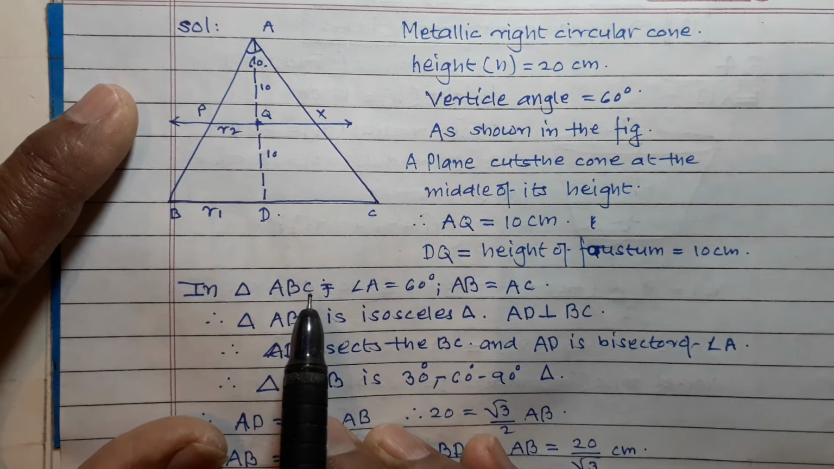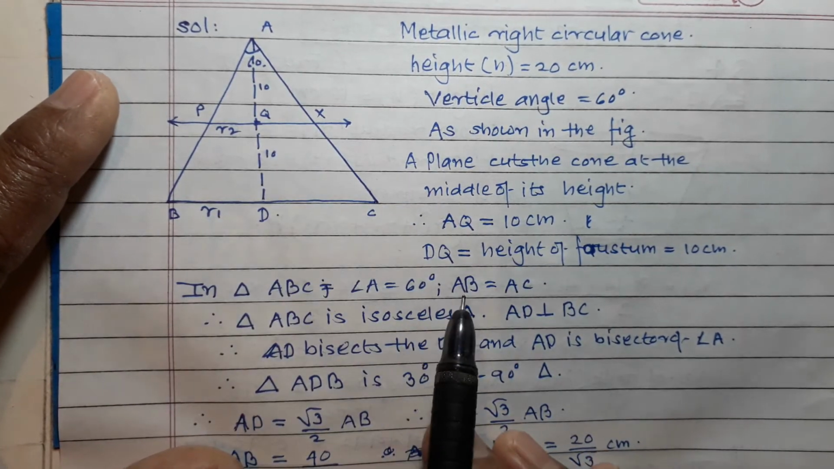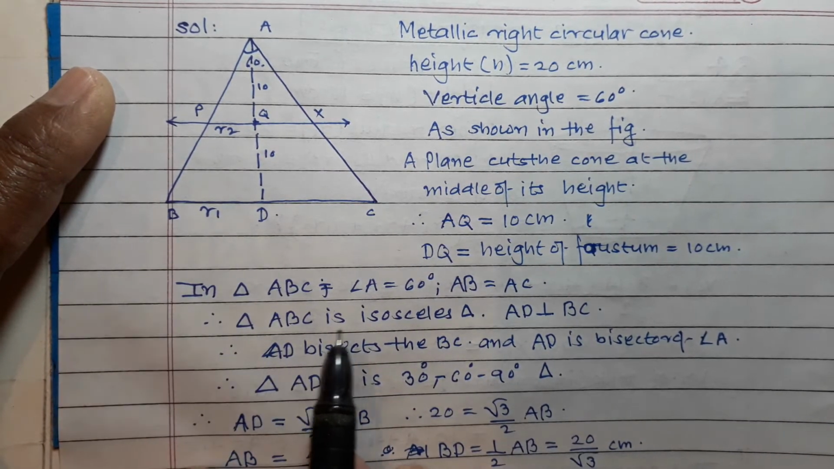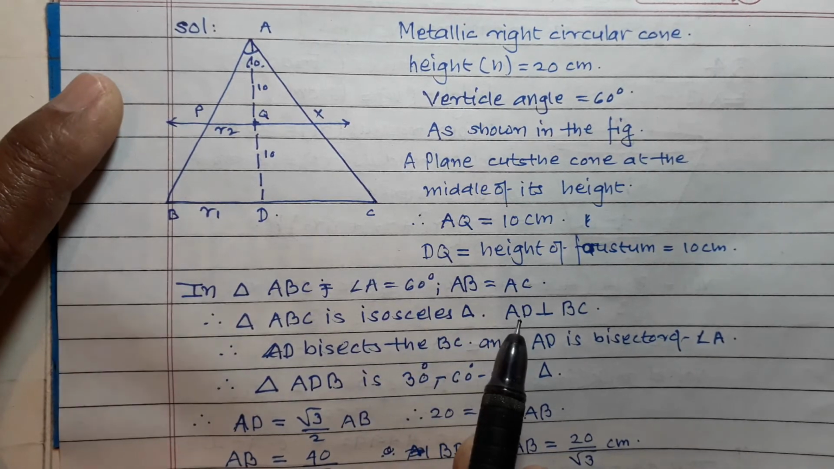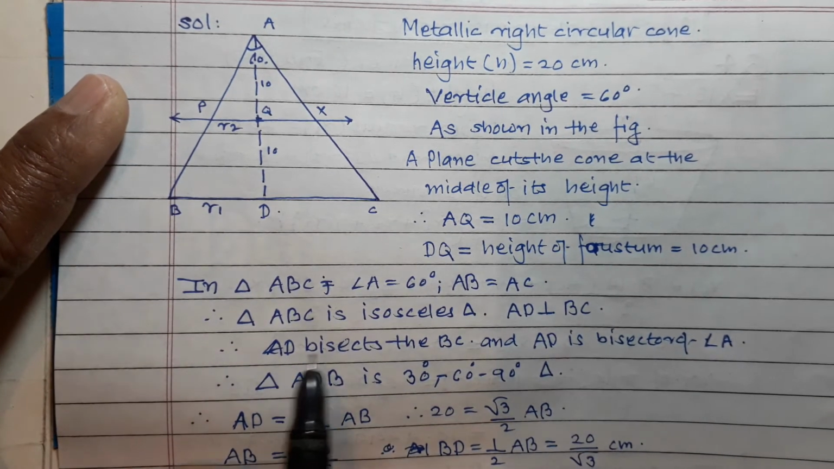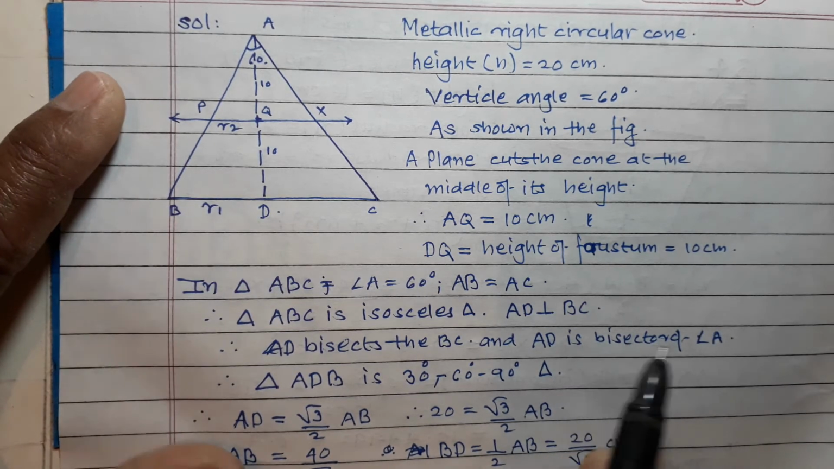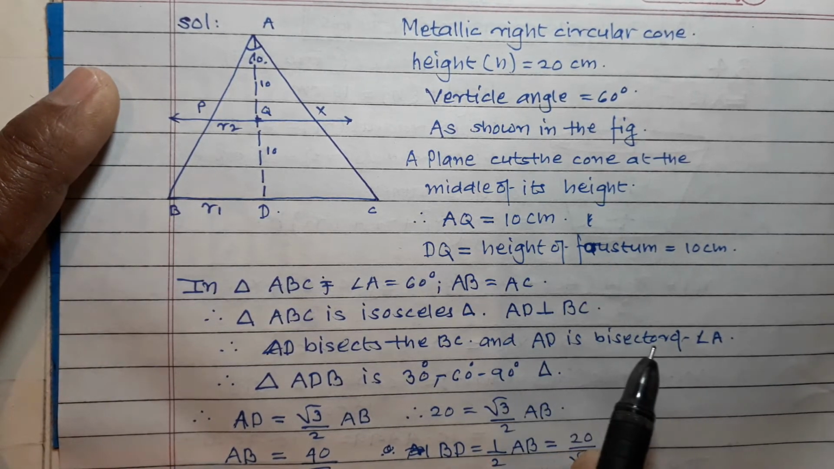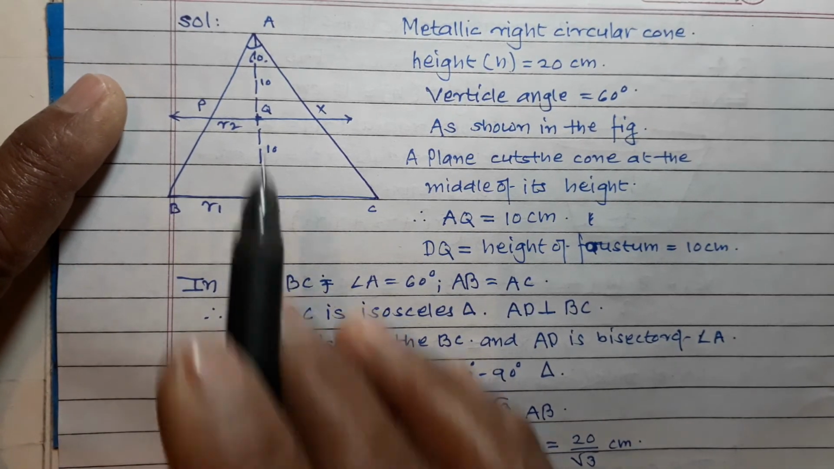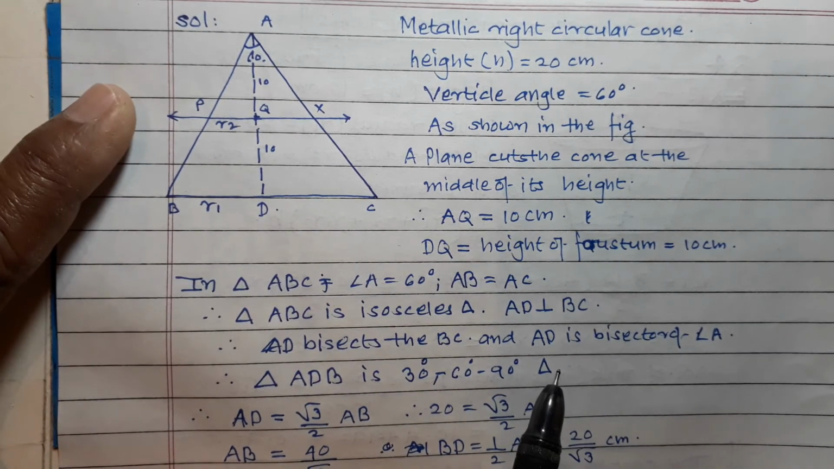Now in triangle ABC, angle A is equal to 60 degree and AB is equal to AC. So triangle ABC is an isosceles triangle. AD is perpendicular to base BC and therefore AD bisects BC, and also AD is the bisector of angle A, and therefore triangle ADB is a 30-60-90 triangle.